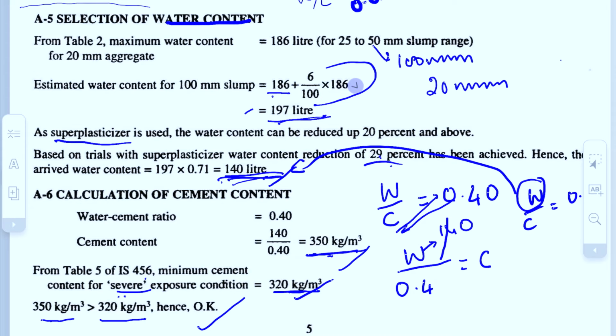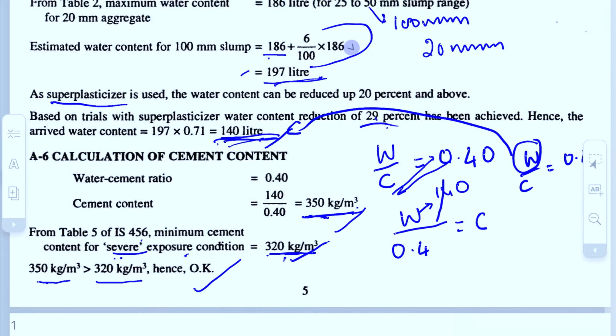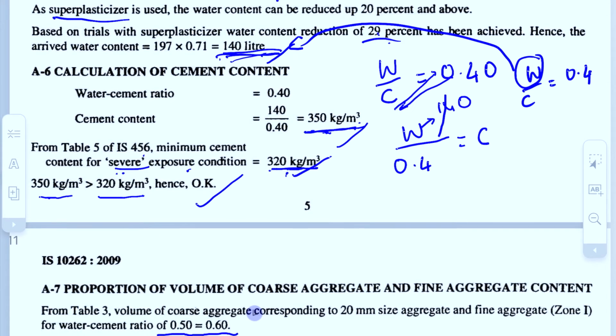For severe condition, the maximum cement content is 350 kg per meter cube. If you refer to Table 5 of IS 456, for severe condition the minimum cement content should be 320 kg per meter cube, and we have obtained 350 kg per meter cube. Because 350 kg per meter cube is greater than 320 kg per meter cube, hence it is okay.